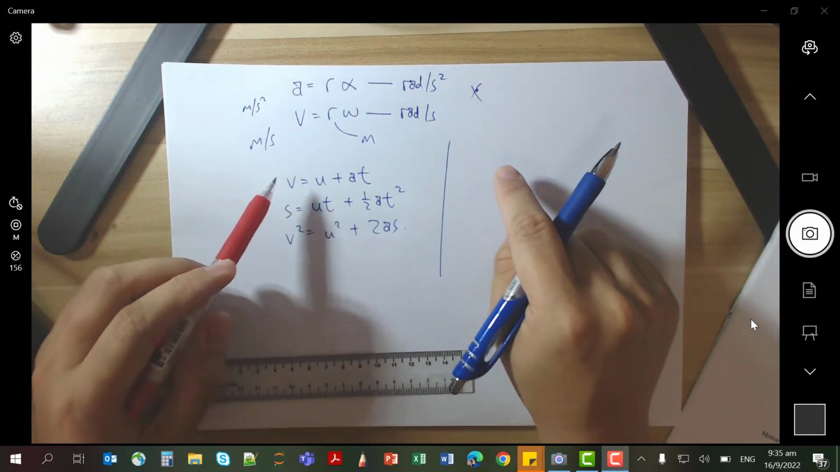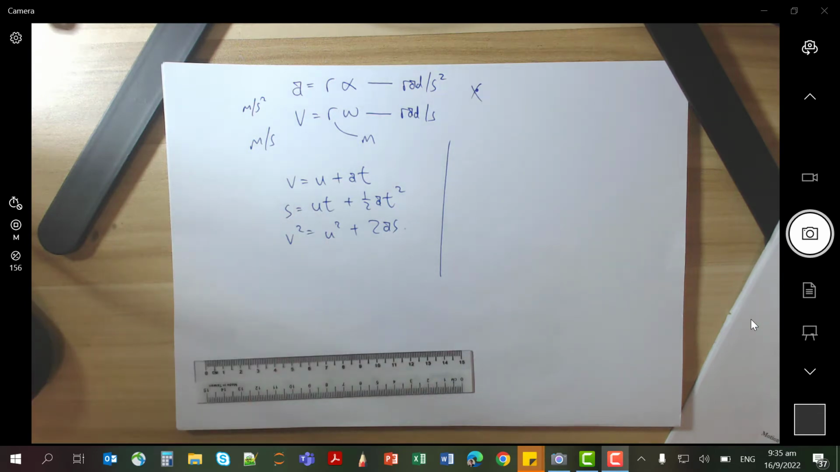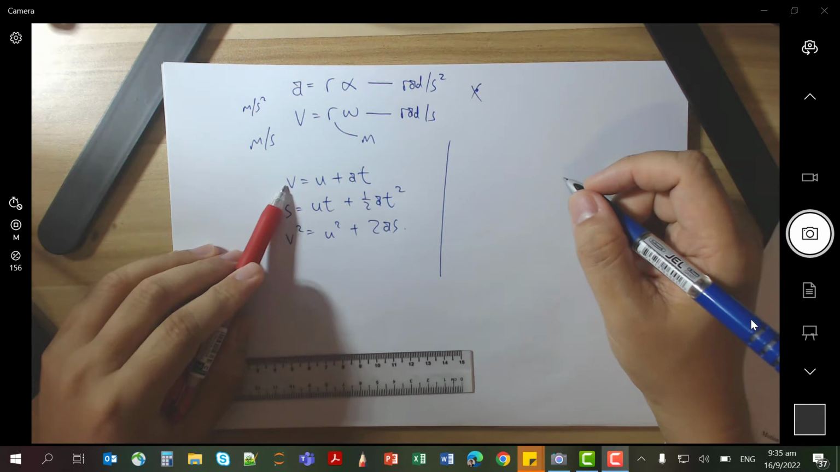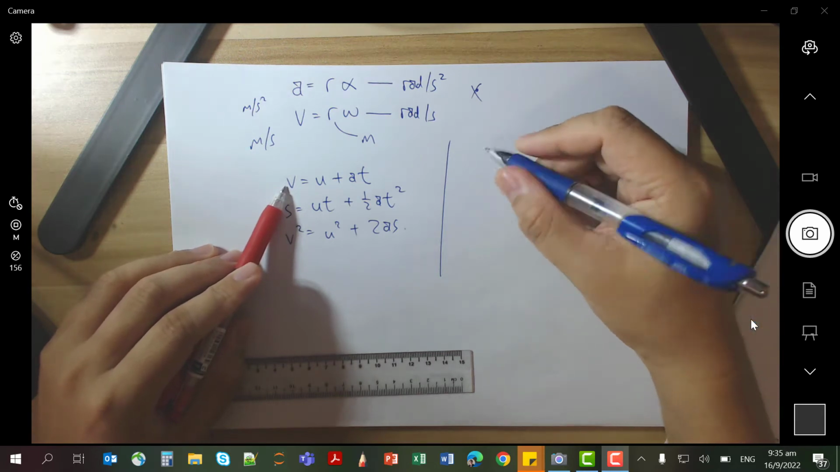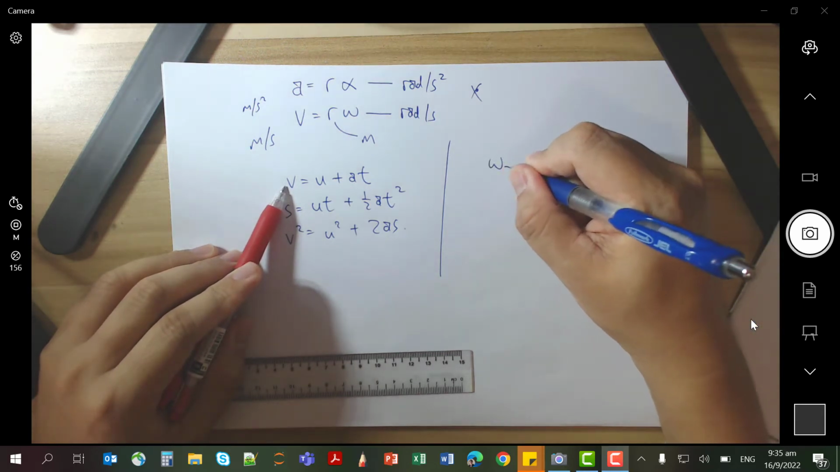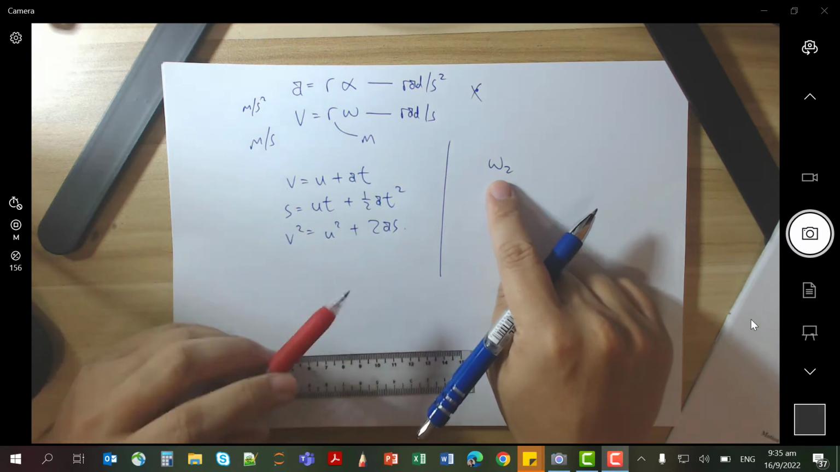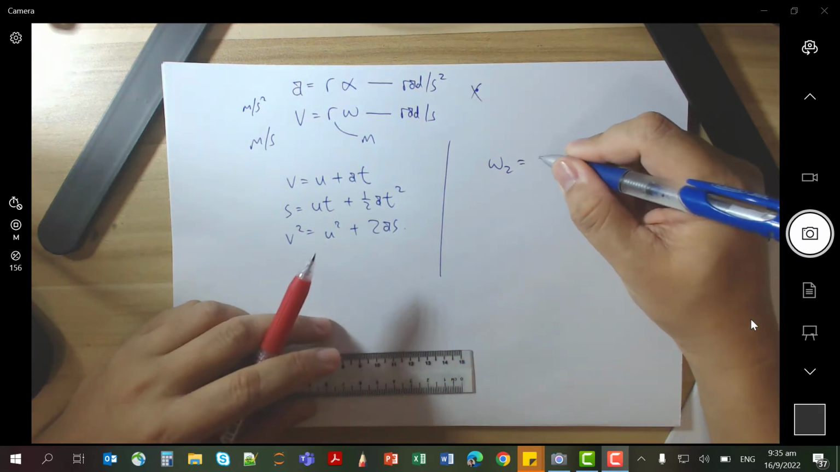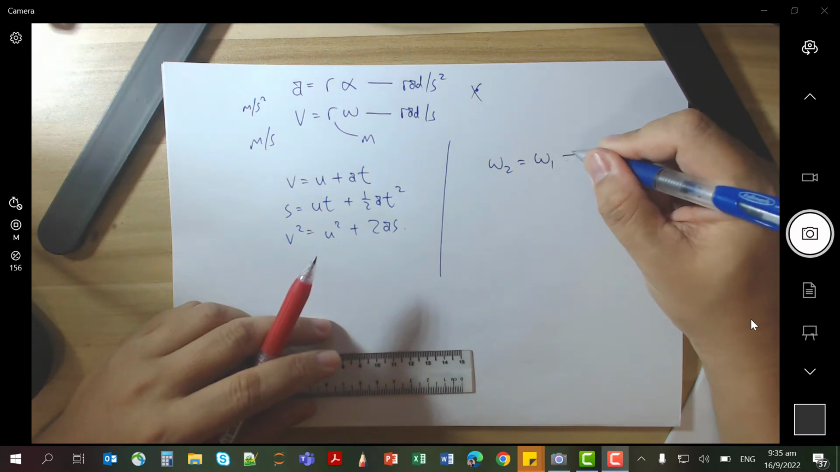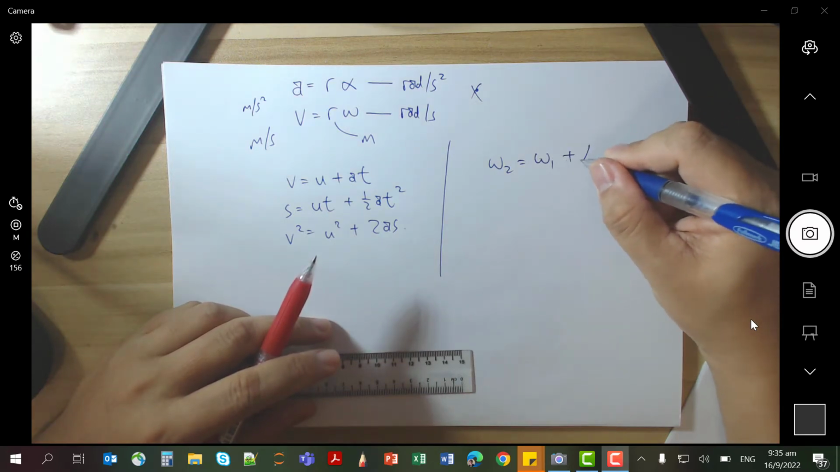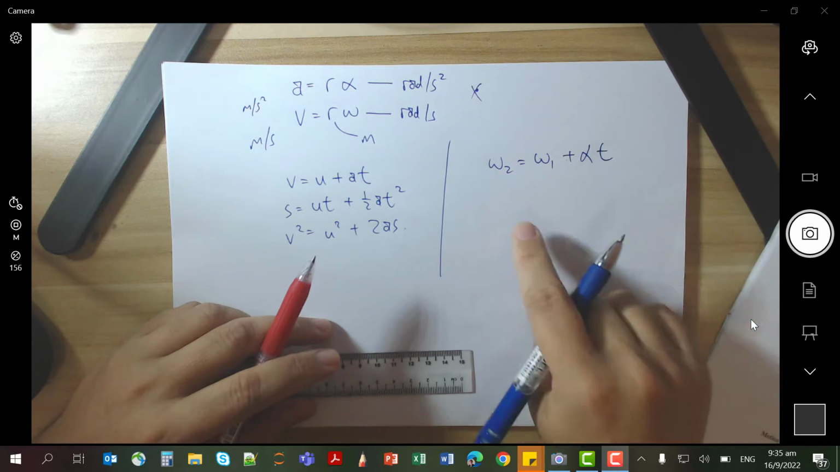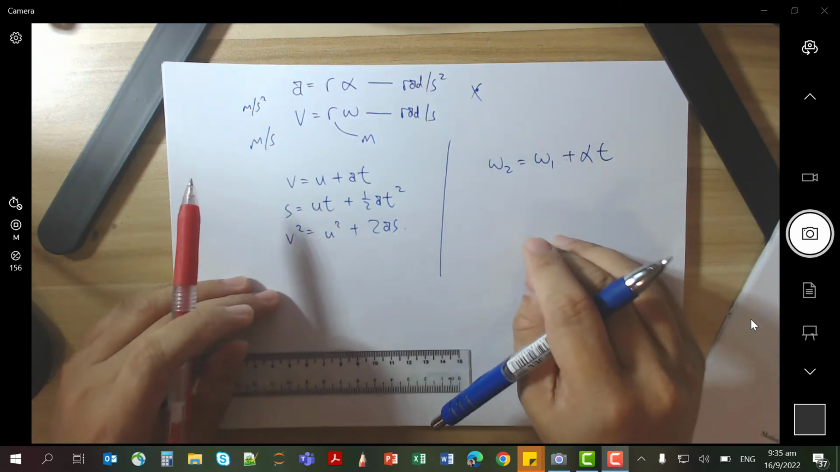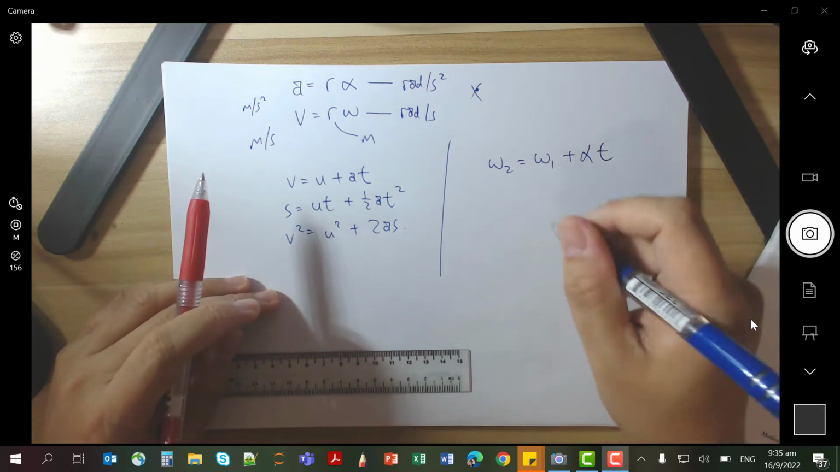In fact, there is a rotational equivalent, and it's simply replacing them with the rotational counterparts. For example, if v is the final velocity, then we will use omega 2 to stand for the final rotational velocity. u should be the initial, omega 1. Alpha will then replace a. So basically you just need to remember the left side, and you can find out the right-hand side already.